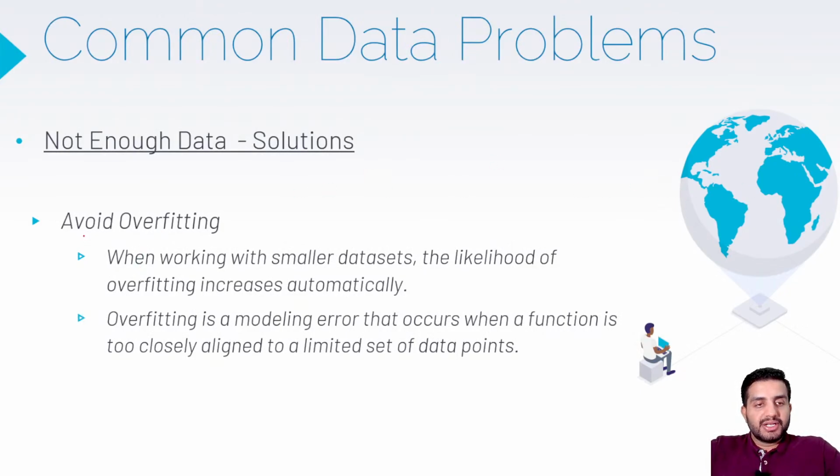Another potential solution is that we have to avoid overfitting. What generally happens in lower dimension data sets is that the likelihood of overfitting increases automatically. What is overfitting? First of all, let's try to understand.